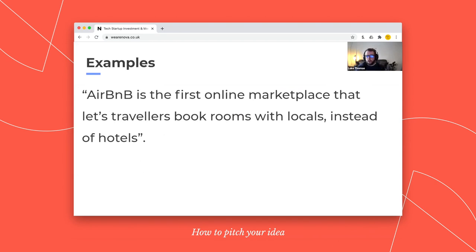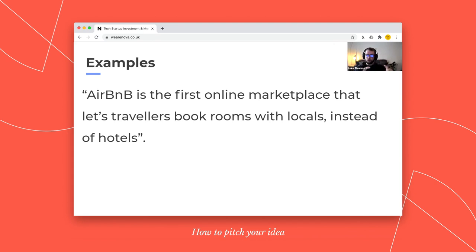Airbnb is the first online marketplace that lets travelers book rooms with locals instead of hotels. Great. I understand what it is. It's an online marketplace. The customer is the traveler, and it lets you book a room with a local instead of a hotel. They're not explaining why it's better to do that. They're not explaining why the hotel market is worth billions and it's totally broken and we're the heroes and we're going to fix it. It's very simple.